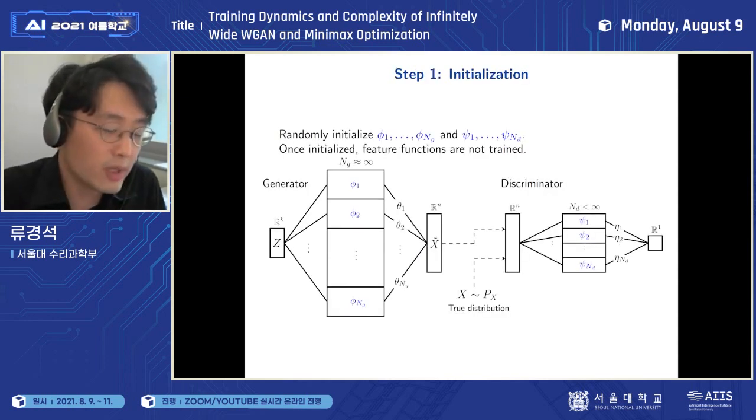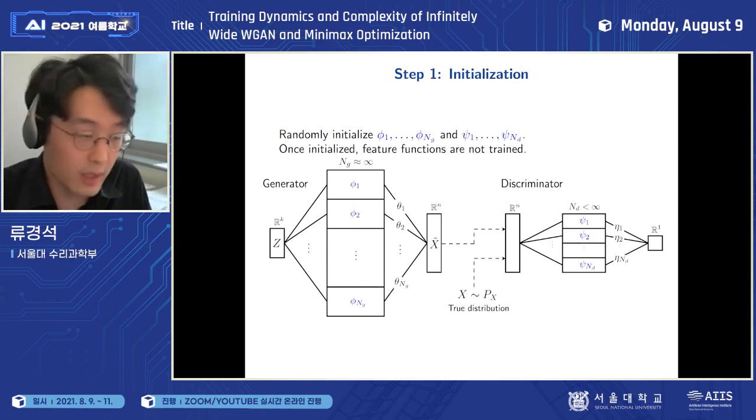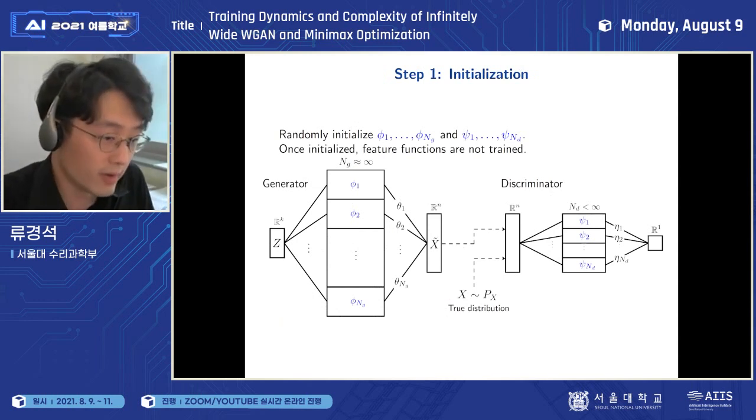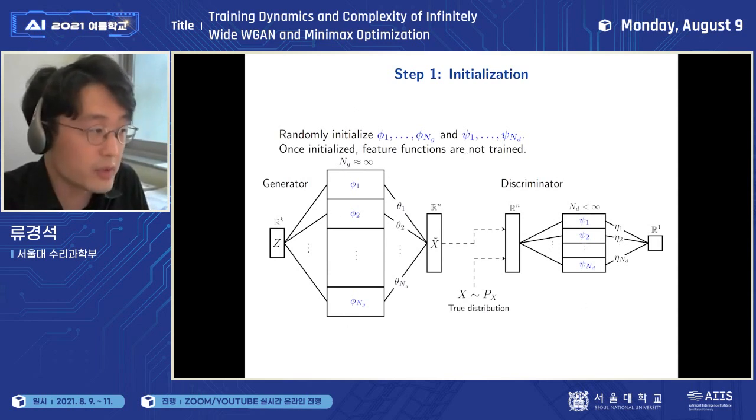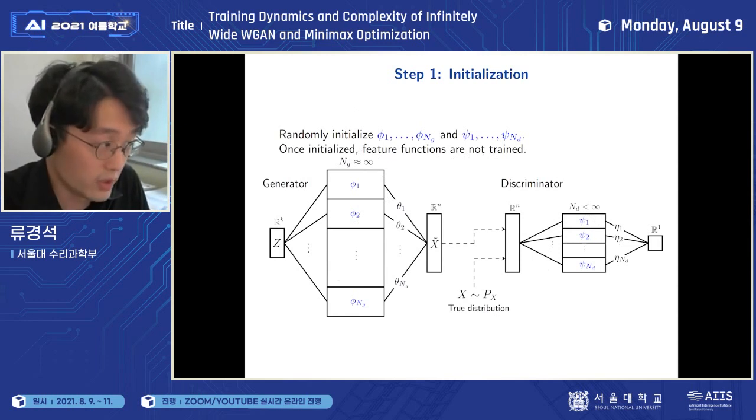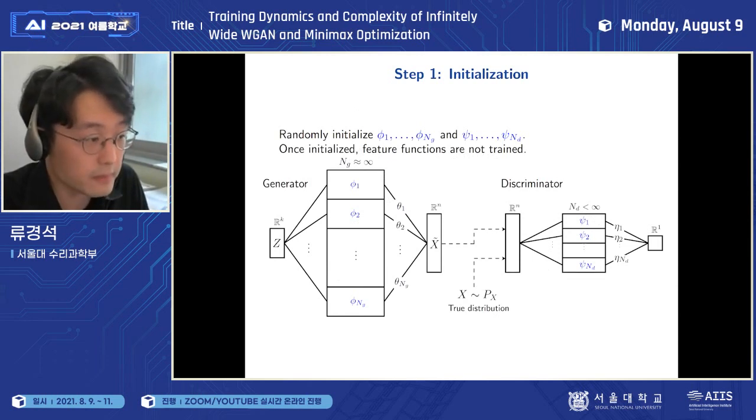And if we step through the life cycle of this learning scheme, like the PyTorch code, imagine we first randomly initialize the hidden layer features of both the generator and the discriminator networks.